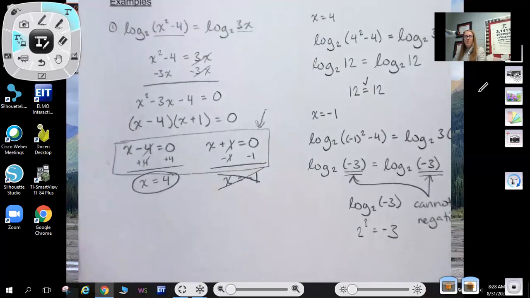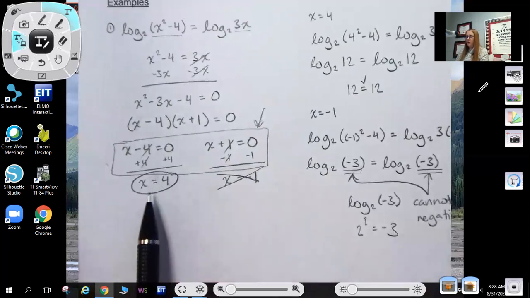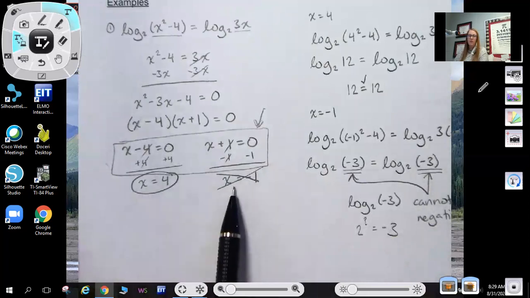So when you work these problems, this is what I'm looking for. You've worked the problem and got your answers for x, but then you've also checked them, and I can see which ones you're saying works because you've circled it and which one doesn't work because you've worked it out.